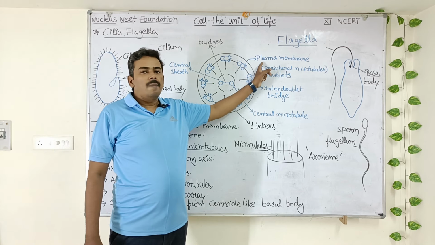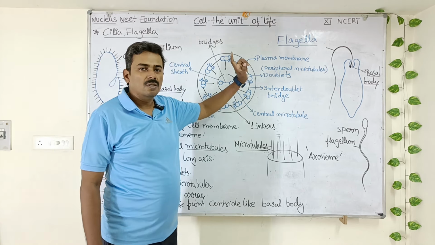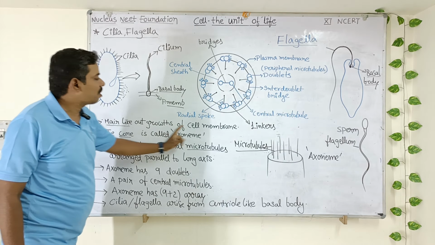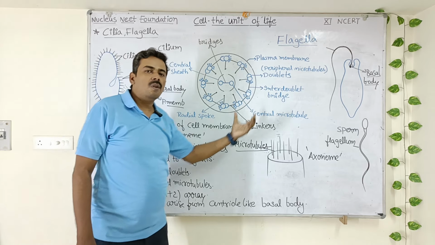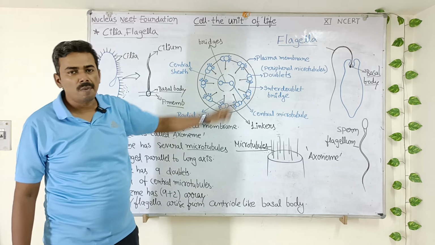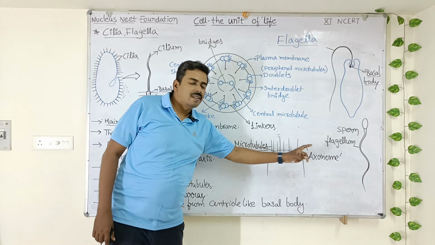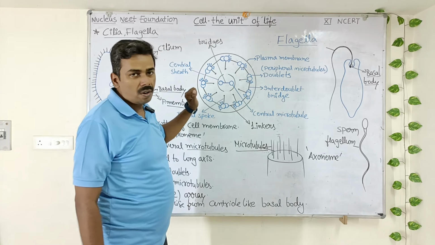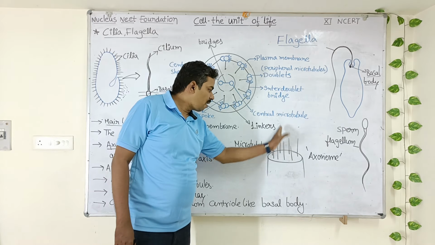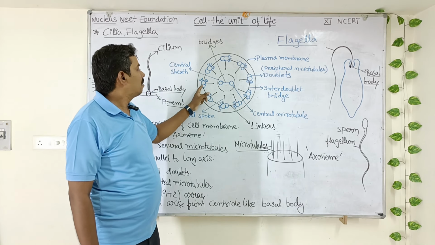Cilia and flagella are covered by a membrane called the plasma membrane. This is very important. Why plasma membrane? Because they are hair-like outgrowths of the cell membrane; they arise from the cell membrane. That's why they are covered by the plasma membrane. Below the plasma membrane, you can see the axoneme, the core region. In the axoneme, you can see rod-like, filament-like structures running throughout the length, which I am representing with blue color.